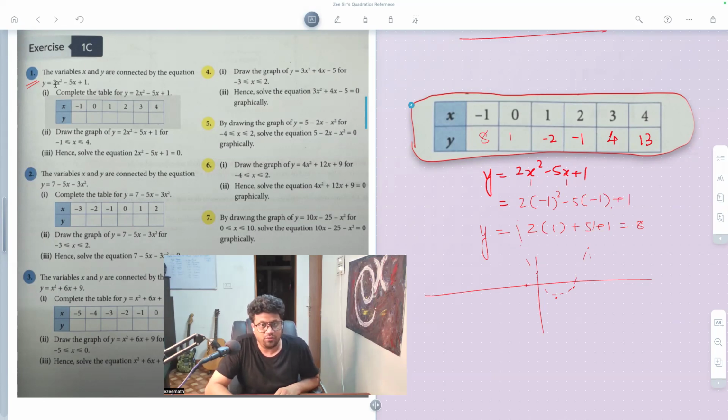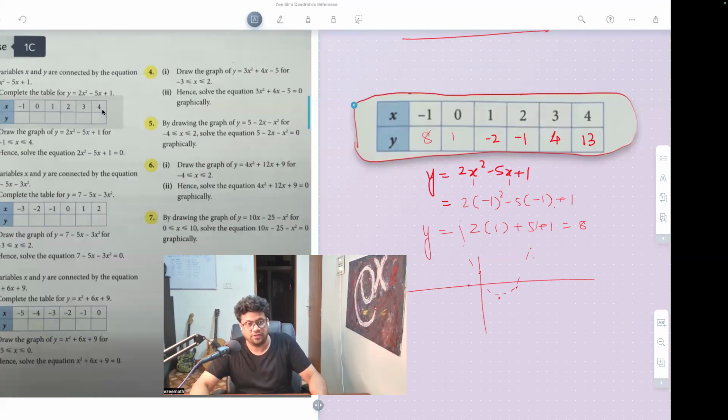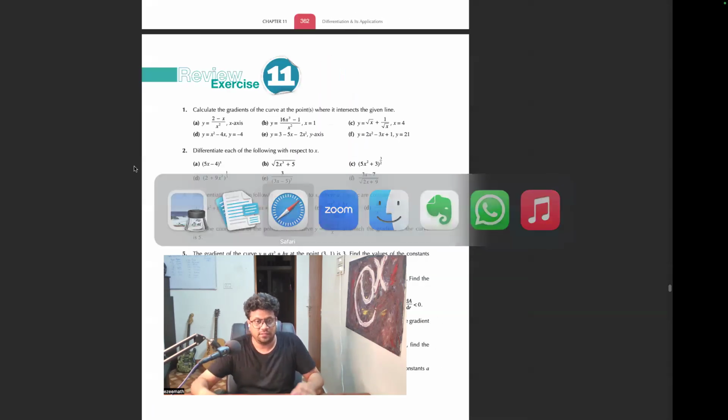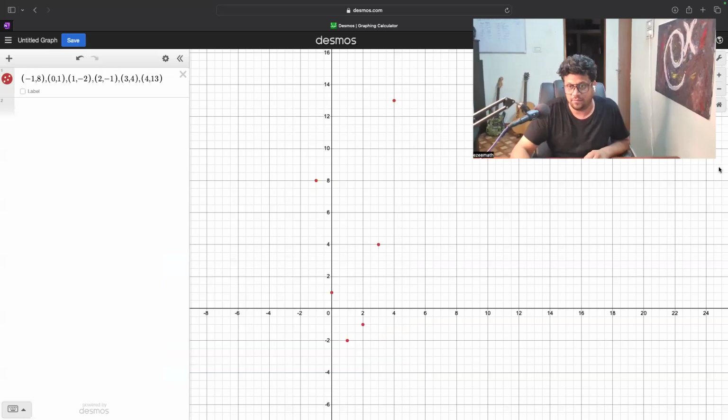At 3, it's supposed to be 9 into 2, 18. 18 minus 15, that's a 3 plus 1, 4. That's not wrong. At 4, this one is supposed to be 16 into 2, 32. 32 minus 20, that's 12. 12 plus 1, 13. That's not wrong, actually. So why is it not coming out to be symmetrical in that case?